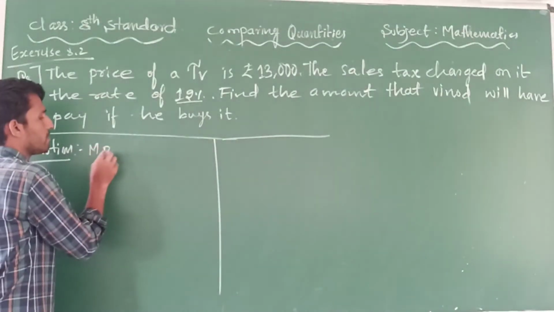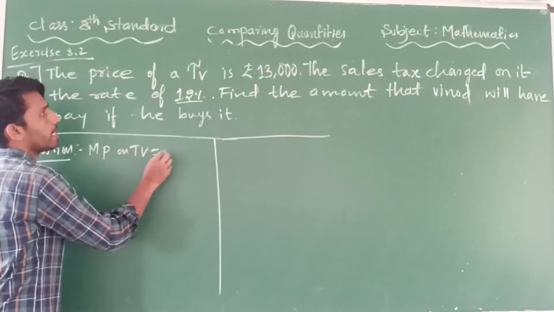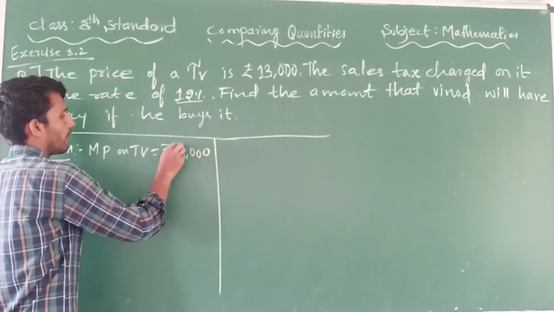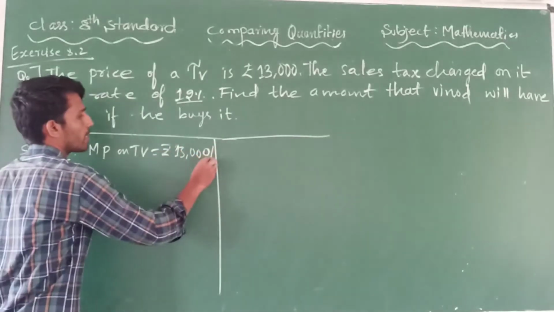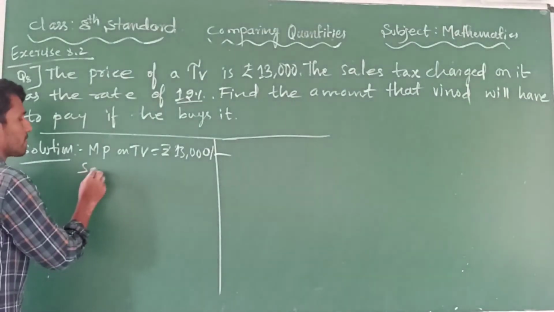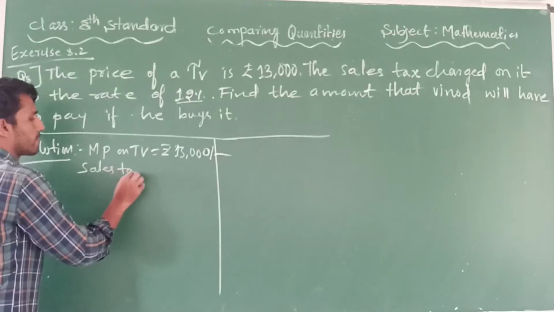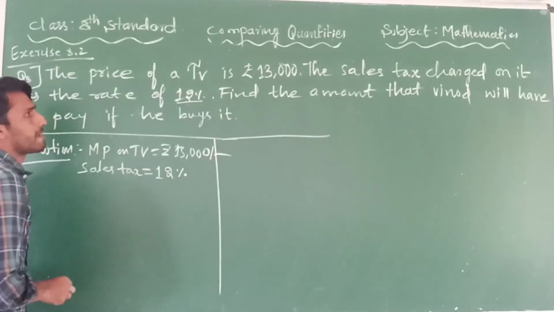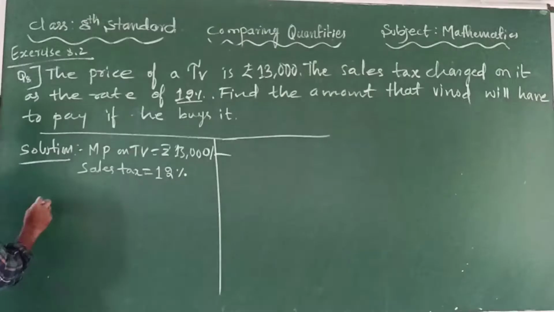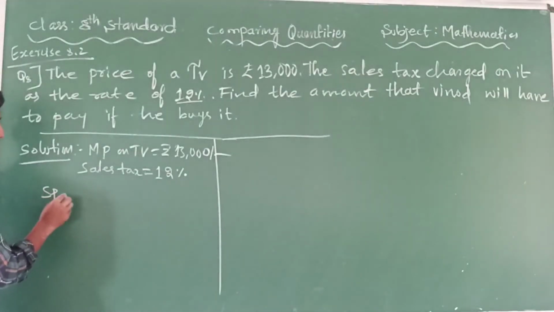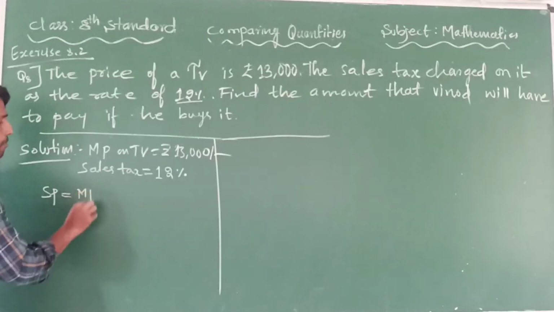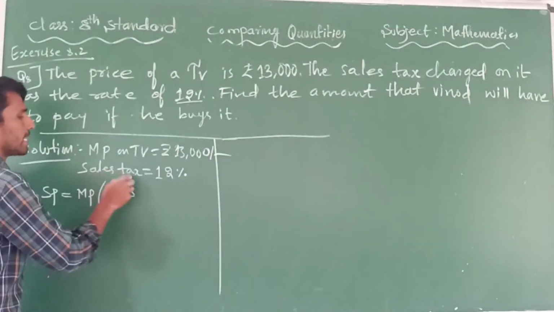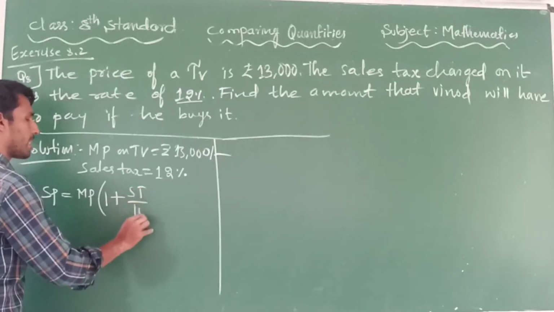Marked price on the TV is 30,000 rupees. Next, the sales tax, that is 12%, is charged. Now I am using the formula: selling price equals market price into 1 plus sales tax by 100.